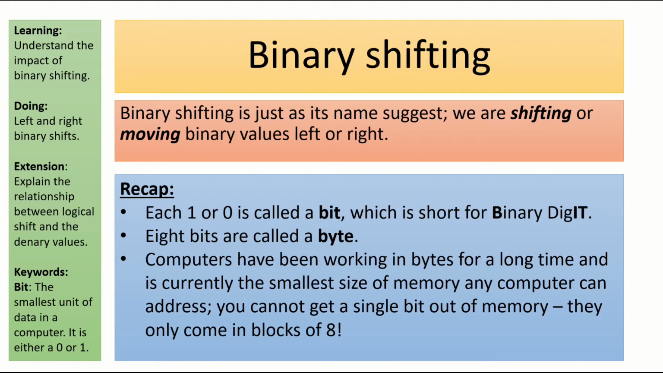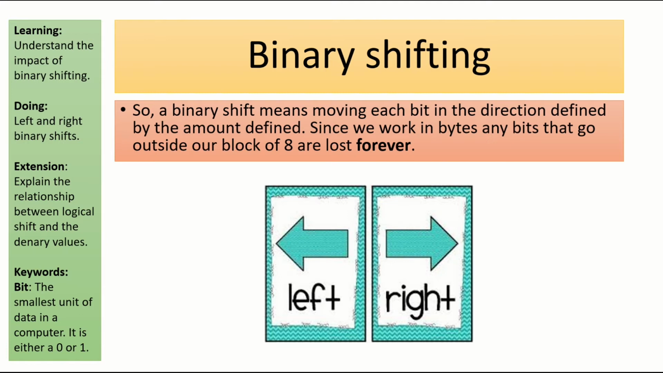Remember that a bit is a binary digit. It's either a 1 or a 0. There are 8 bits in a byte, and computers use bytes to store data. So 8 bits would be used to store a byte of data. When we move left or right, that will be defined by the question you're given in the exam. If you're told to move left or right, it will tell you how many places to go. Something to keep in mind is that when you go outside of the block of 8, those bits of data are lost forever, but we'll come on to that in a bit more detail.